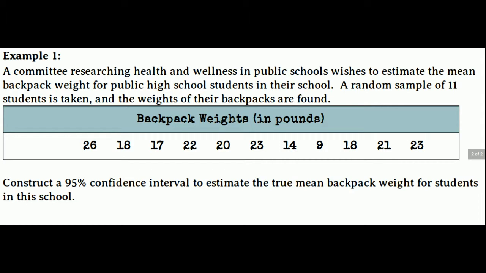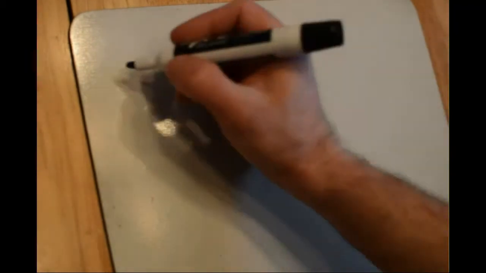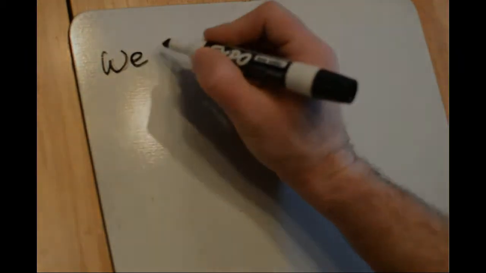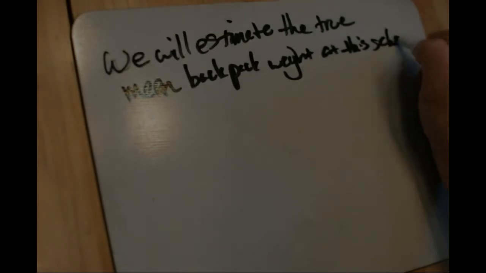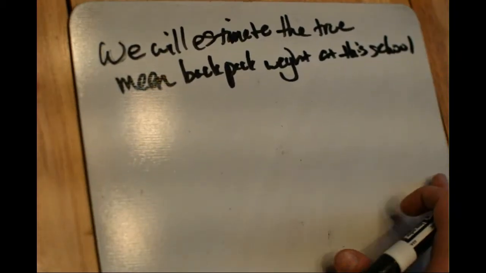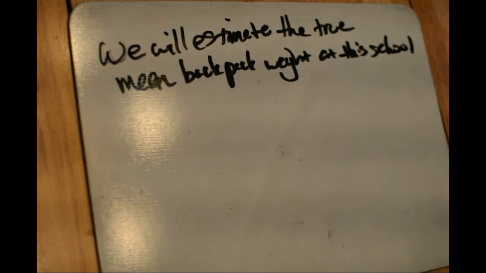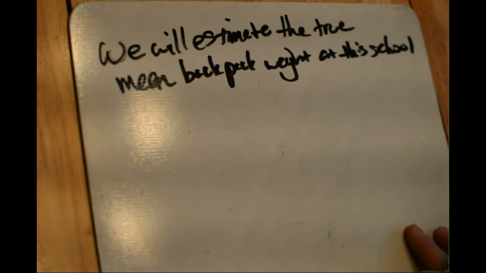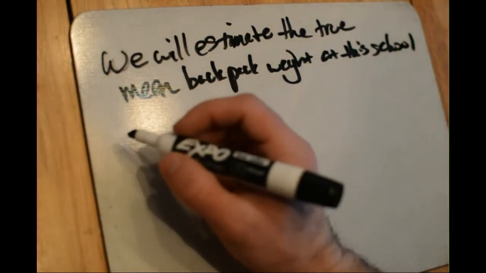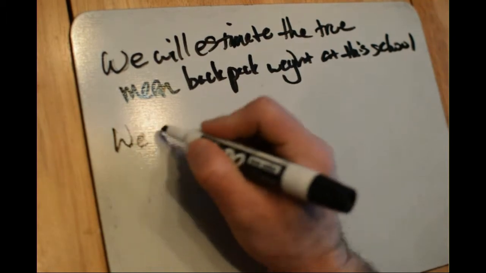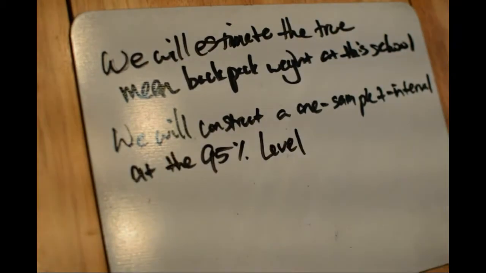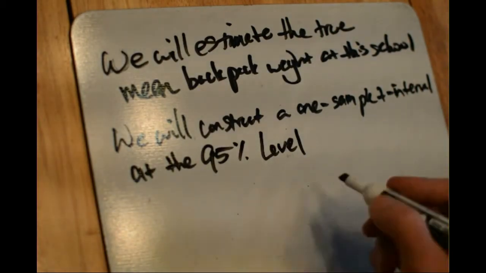So this is going to be a four-step process. So step 1 is we need to explain the parameter of interest and show that in context. What will we estimate? So that's step 1. We will estimate the true mean backpack weight at this school. Step 2 is to name the procedure that we're going to run and show that the conditions for that are met. So our procedure is called a one sample t interval. So we will construct a one sample t interval at the 95% level.